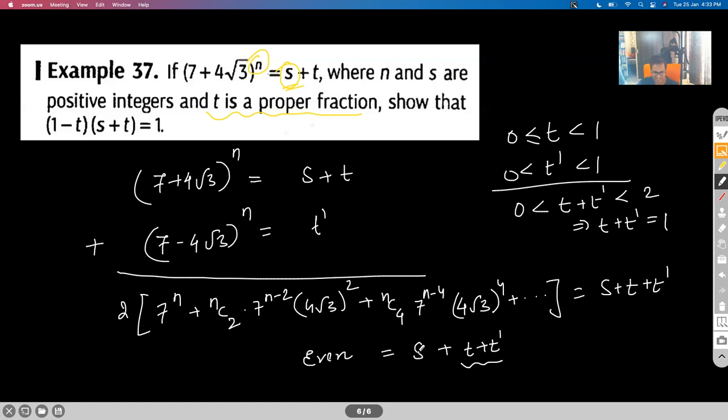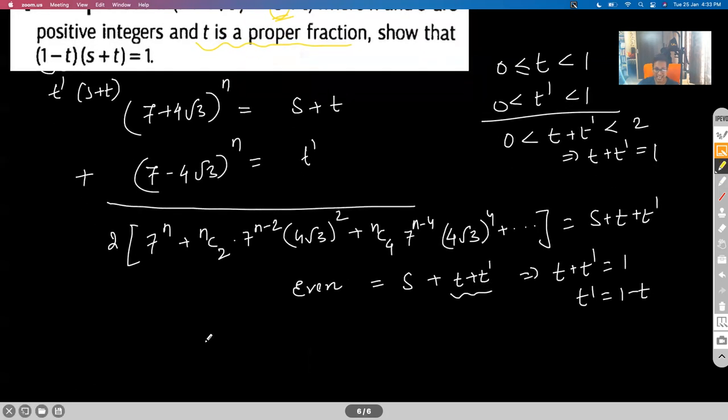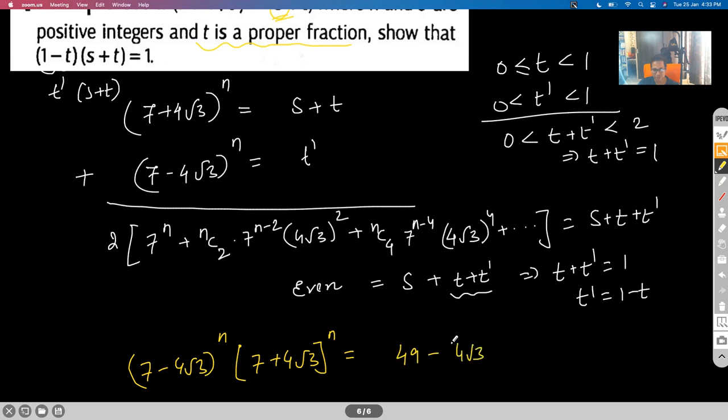That means, everybody please understand here, that T plus T dash is 1. That means T dash is 1 minus T. So this 1 minus T here is actually your T dash. So the question setter is asking you to prove that T dash, which is this term, into S plus T, which is this term, is actually 1, which is true, in fact, because 49 minus 4 root 3 square to the power n is actually 49 minus 48 to the power n, which is 1 to the power n, your right hand side.